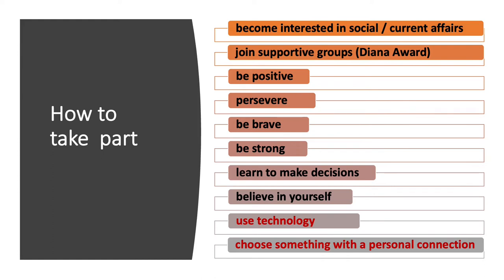You need to write about how to take part in those campaigns. You can get ideas from both texts for this paragraph. There are some external and internal factors you need to have to take part in activities in these campaigns, like positive attitudes, perseverance, bravery, strength, and belief in oneself. And on top of that, an interest in social and current affairs. So these are the ideas I gathered by using both texts.